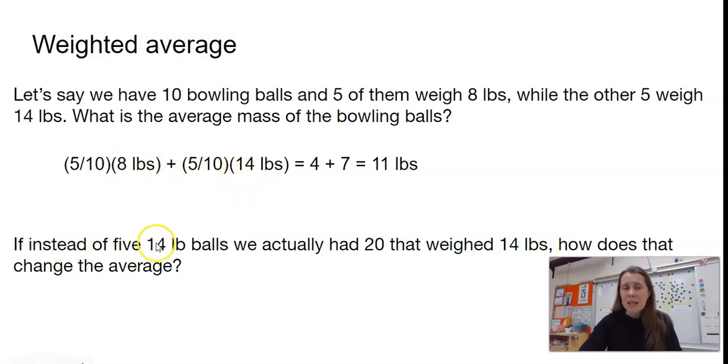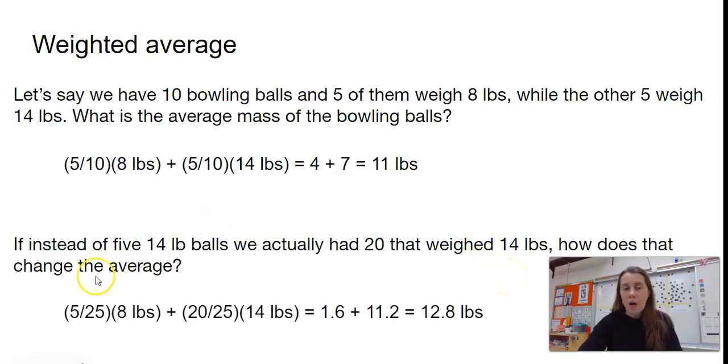Okay? So let's say instead of 5 14-pound balls, we actually have 20. All right? So now our average mass is going to be heavier because we have more of the heavy bowling balls. All right, so how would we do that calculation? So now if we have 20 that are 14 pounds and we still have our 5 that are 8 pounds, our total number of balls is now 25.